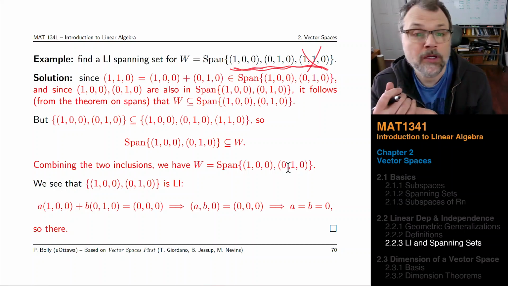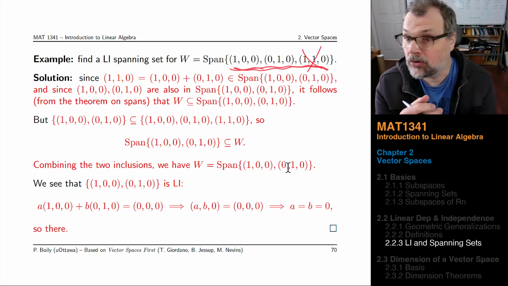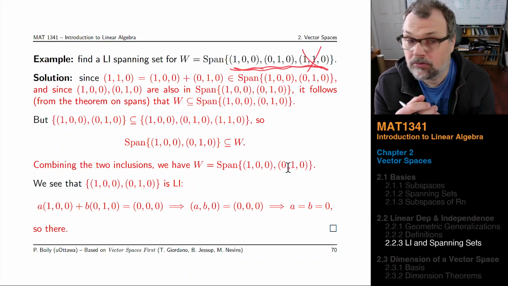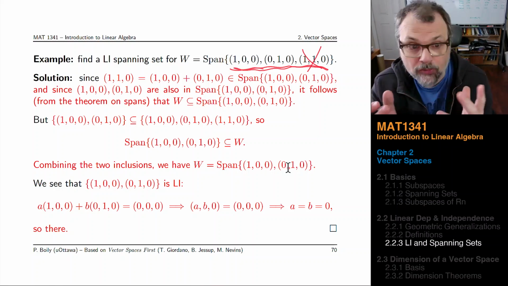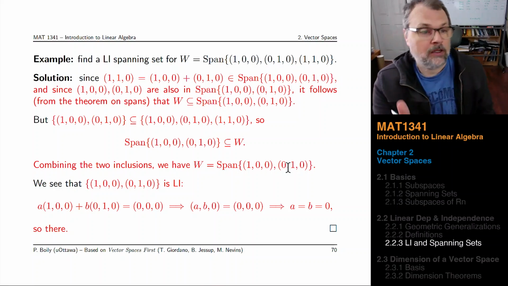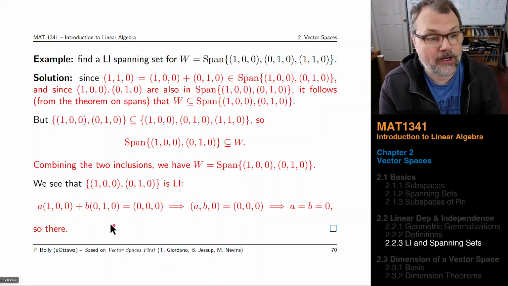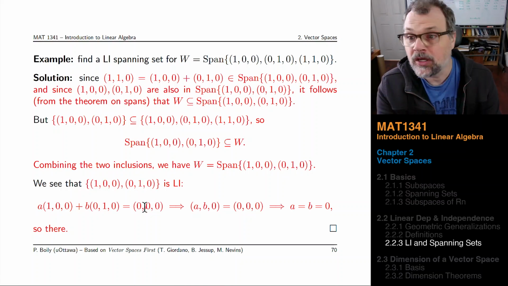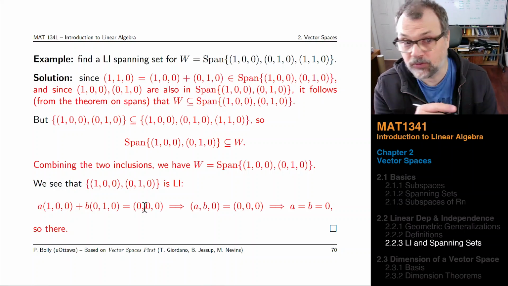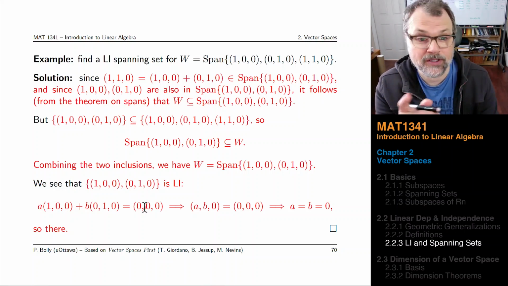Is one of them a scalar multiple of the other? No. (1, 0, 0) and (0, 1, 0) are not multiples of one another. Formally, if I had a dependence equation for these two vectors, if a times the first one plus b times the second one gives me the 0 vector, can I show that the only possible solution is that a and b are equal to 0?